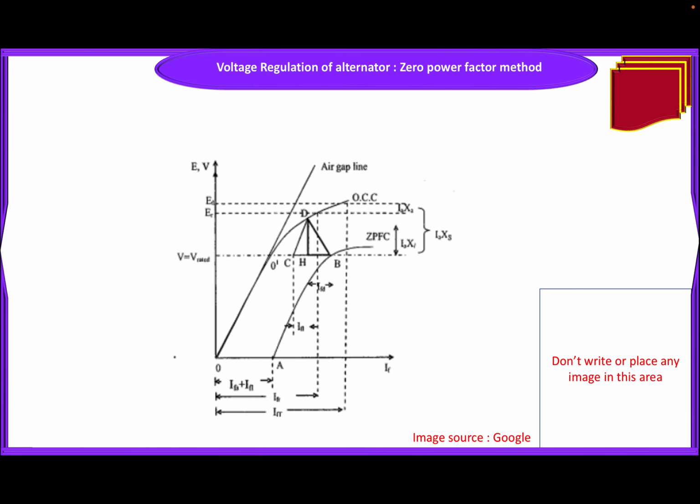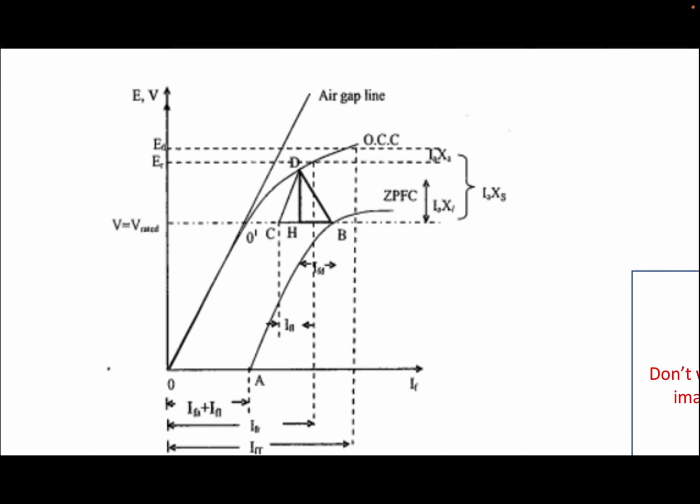This is what the corresponding graph will look like. Whatever the drop that I have drawn here, this is the corresponding graph. You can see that first I have drawn the OCC, next this is the air gap line, next this is the ZPF line. And this is a dotted phase voltage here. You have to draw a dotted line here. Whatever the OA length is, I have to consider from point E, and this length I have to draw similar to that OA length.